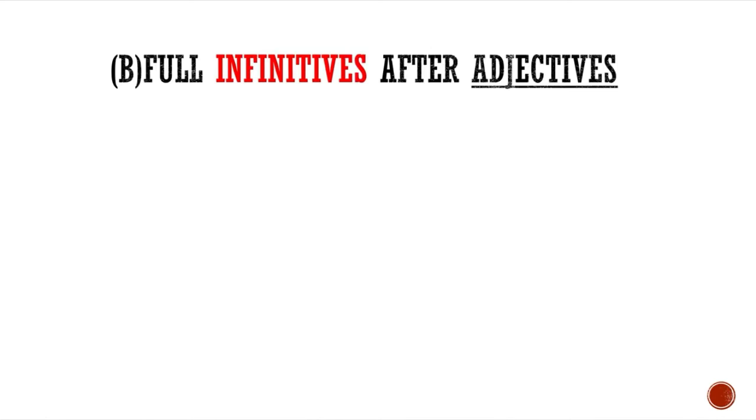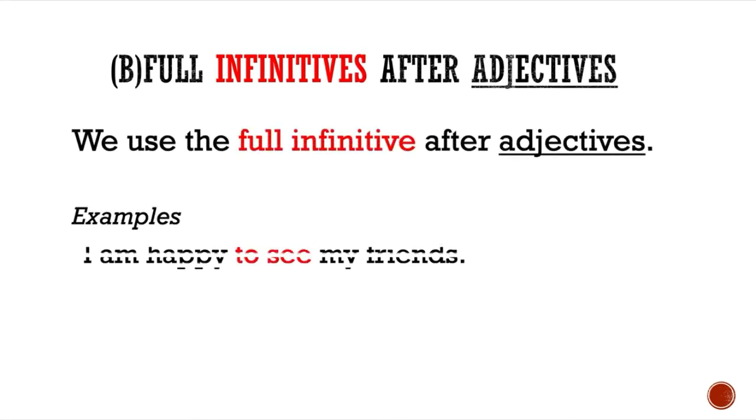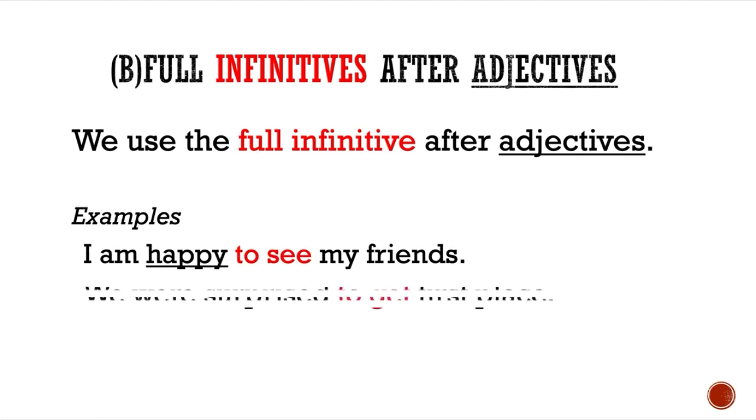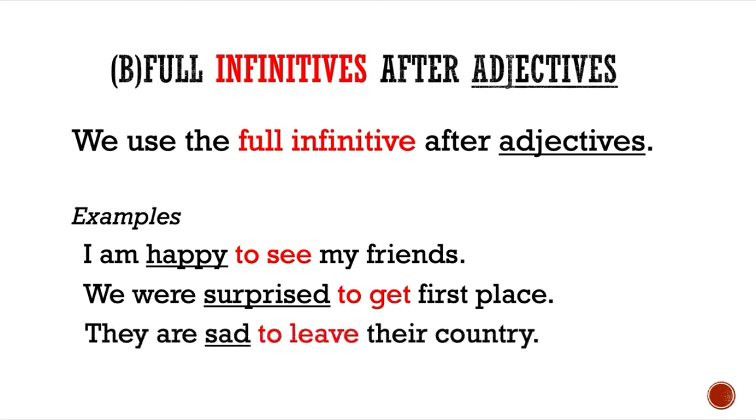Full infinitives can be placed after adjectives. We use the full infinitive after adjectives. Examples: I am happy to see my friends, so the adjective is happy and to see is the full infinitive. We were surprised to get first place, so here surprised is an adjective, to get is a full infinitive. Again, they are said to leave their country, said is an adjective, to leave is an infinitive.